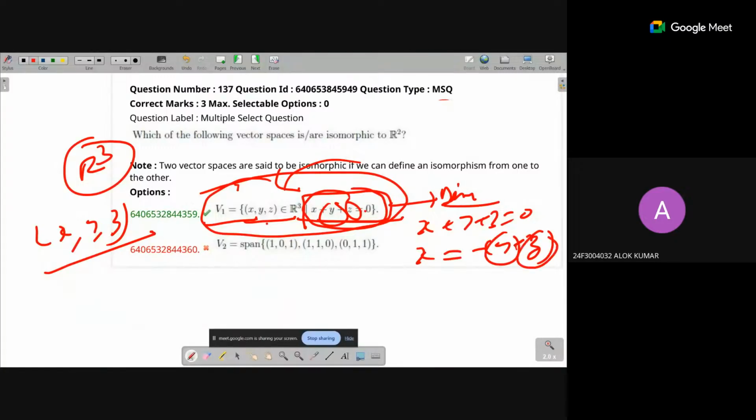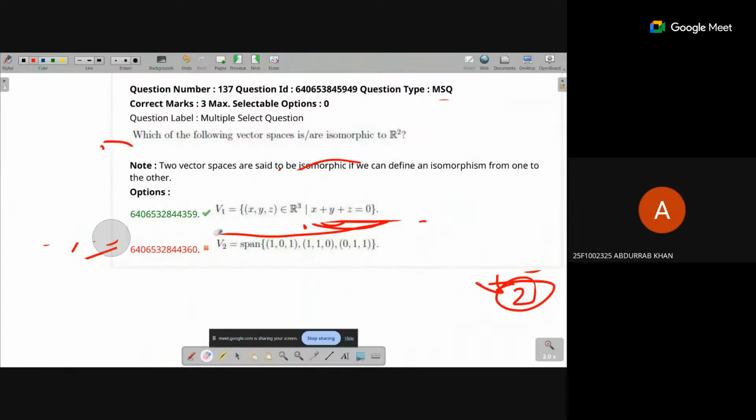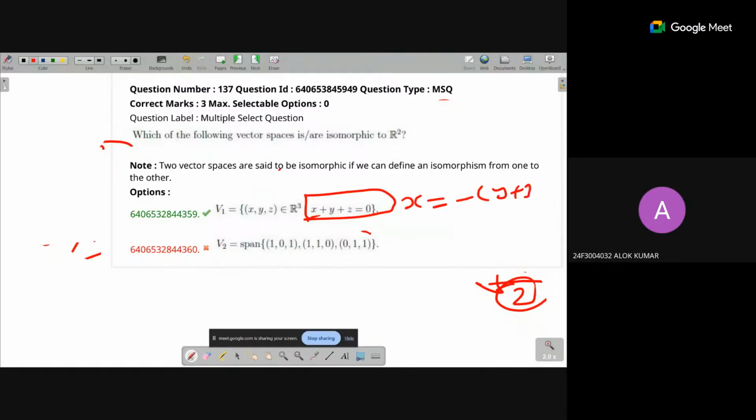The y and z can be anything, but x should be the negative of the sum of y and z. That's why the dimension is 2. How are you identifying that x is equal to minus (y plus z)? From this condition that is given. Any vector which satisfies this condition will be in the vector space, and I am sending all the y plus z to the right-hand side. So x equals minus (y plus z).